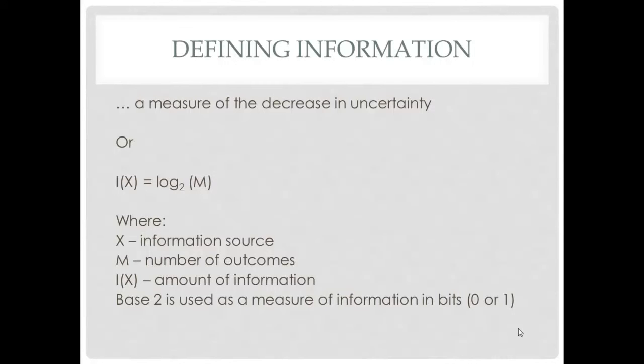This situation, then, can be expressed as a mathematical expression, as shown on the slide. I of x is equal to the log base 2 of m, where x is the amount of the information source, where m is the number of outcomes, and I sub x, or I of x, is the amount of information. The result is measured in bits when a logarithm base of 2 is used. There are only two outcomes that are possible, in other words, heads or tails, on or off, 0 or 1.